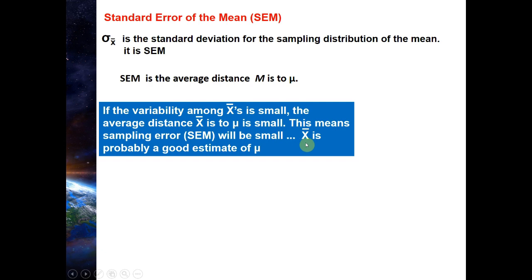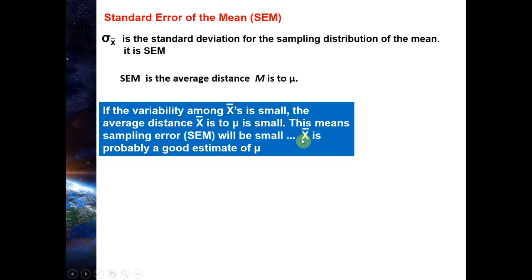And if that's the case, then what you could say is that your x bar is probably a good estimate of mu. Now notice how I stressed this word. X bar is probably a good estimate of mu. We don't know for sure because in real life, you're only calculating one mean for each of your samples, right?